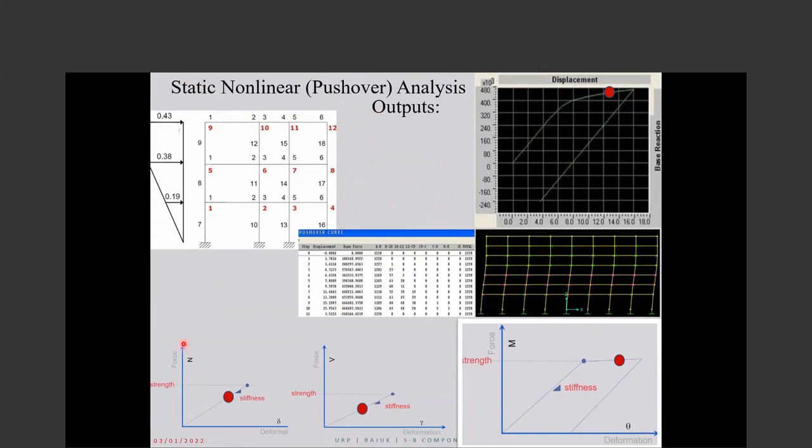Now, for force control actions, as I mentioned, we have very easy modeling, the same as our ordinary modeling.